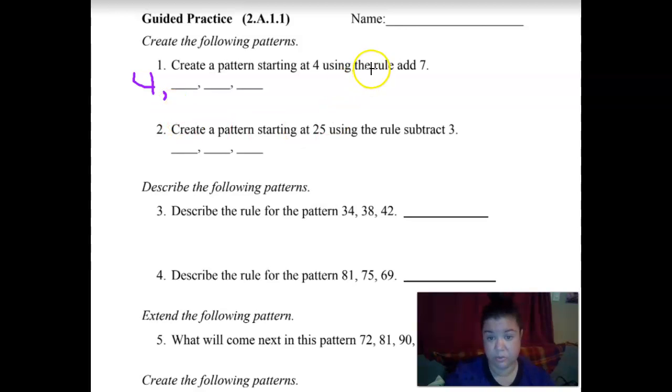Then we need to use the rule add 7, and we're going to add 7, add 7, add 7. So what would be the next 3 numbers if our rule is to add 7? Pause the video, and I want you to write the next 3 numbers if our rule is add 7. So pause the video now and do that on your whiteboard. Unpause the video to check your answer.